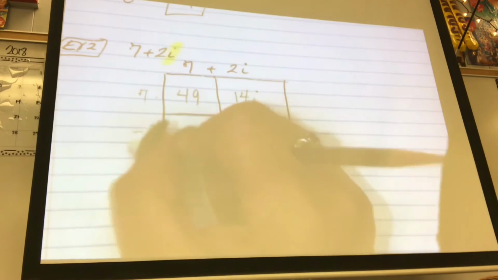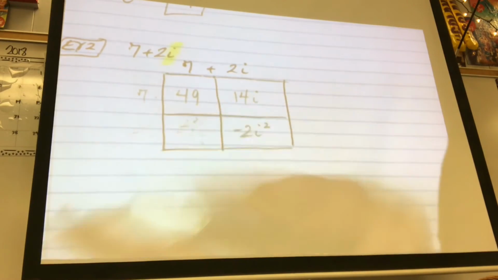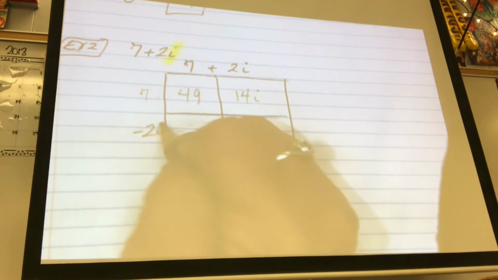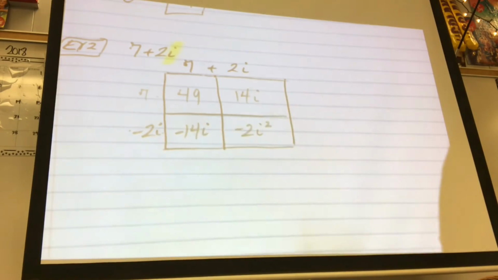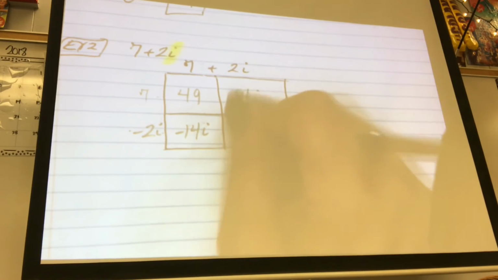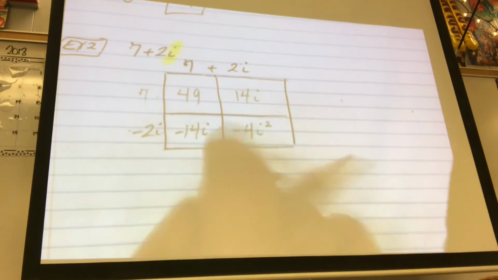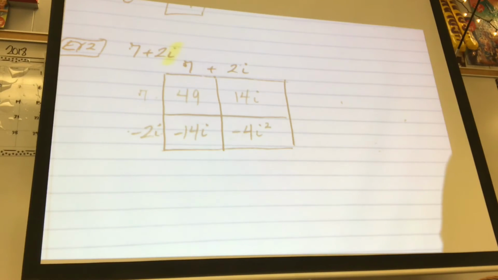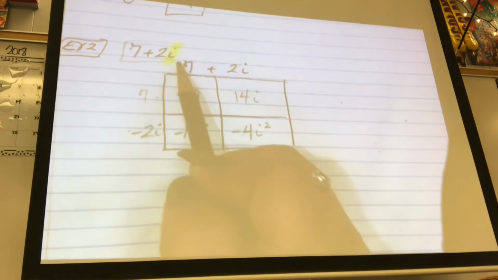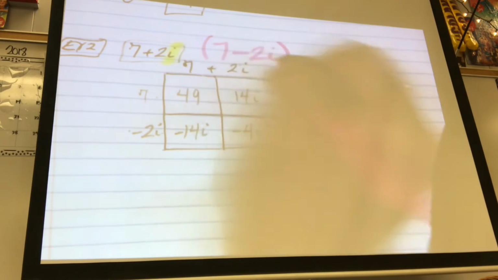So maybe I can fix this. Minus 2i. So what happens if I make this a minus 2i? 7 times negative 2i, isn't this a negative 14i? Now these are going to cancel. And then this becomes, be careful, 2 times negative 2, that's a negative 4i squared. And that's okay. Why? Because what's i squared? It's negative 1. So the only way for me to get rid of a 7 plus 2i is to multiply by its conjugate, which is 7 minus 2i.